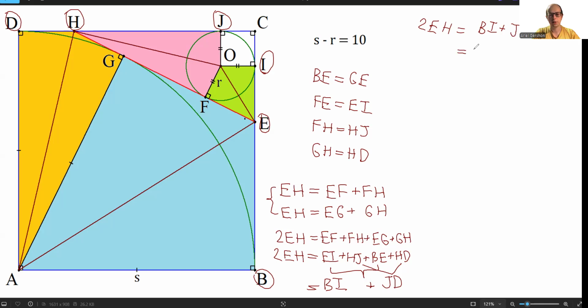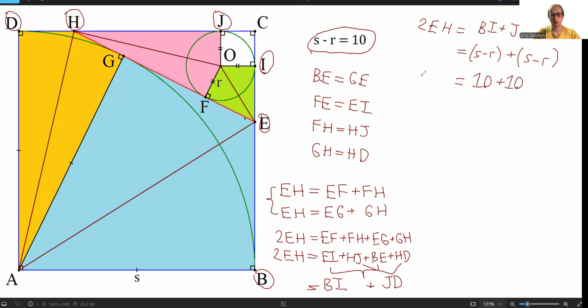So BI is equal to S minus R. And what about JD? Well, it's the same thing. It's equal to the side length of the large square minus the side length of the small square, and that equals S minus R. And what is S minus R? Well, we're given that at the beginning. It's equal to 10.